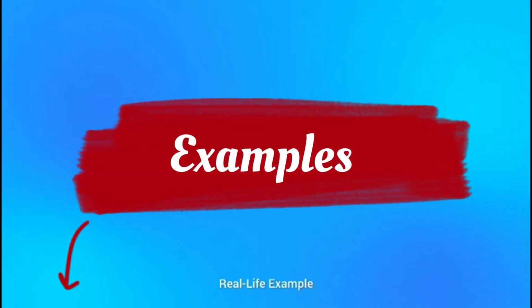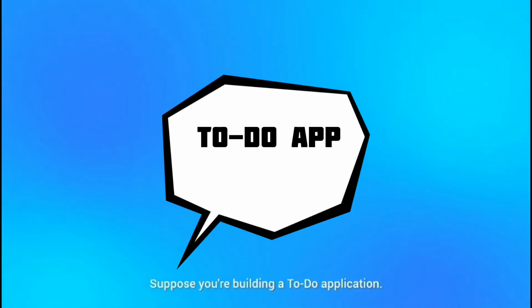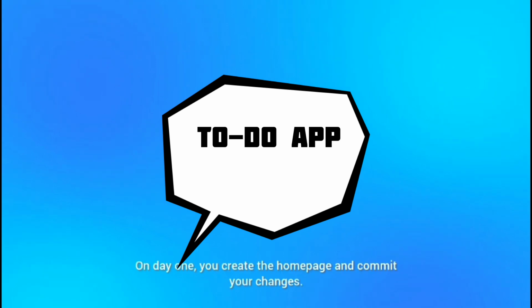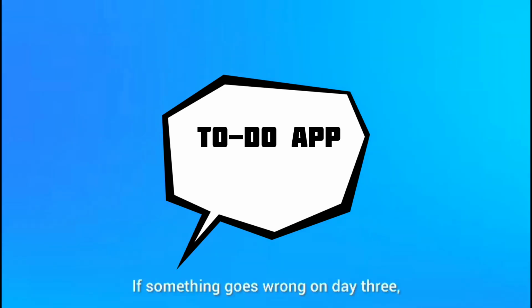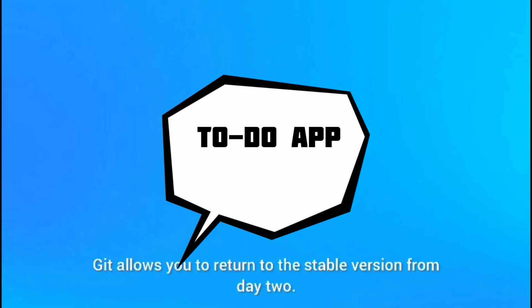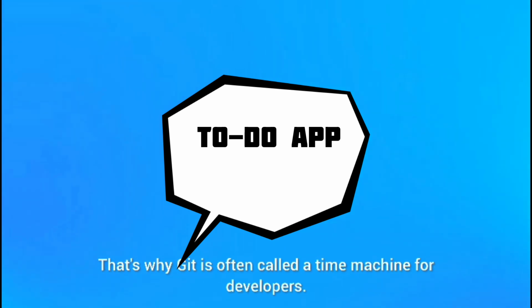Real life example. Suppose you're building a to-do application. On day 1, you create the homepage and commit your changes. On day 2, you add CSS styling and create another commit. On day 3, you add JavaScript functionality and commit again. If something goes wrong on day 3, Git allows you to return to the stable version from day 2. That's why Git is often called a time machine for developers.